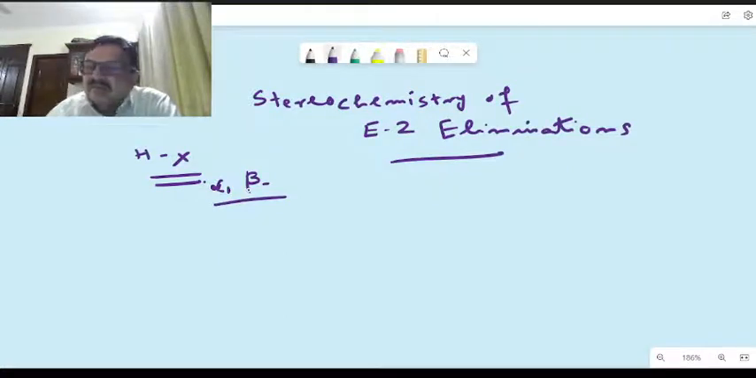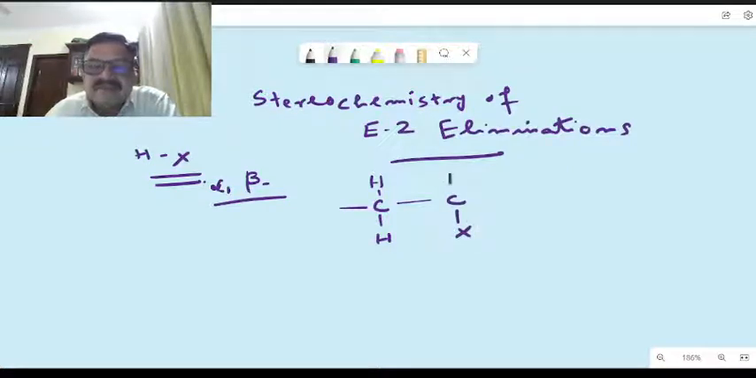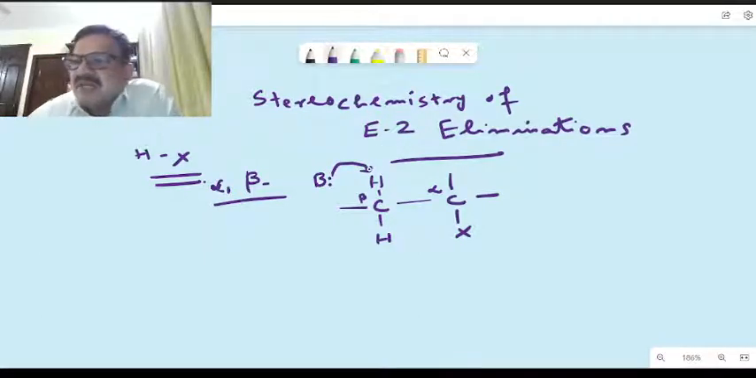Now the basic thing: what is the basic mechanism of an elimination reaction? So this is our alkyl halide. This is the alpha carbon and this is the beta carbon. Here, this base B removes this proton. The base B removes the proton on the beta carbon atom. Then it forms HB plus.